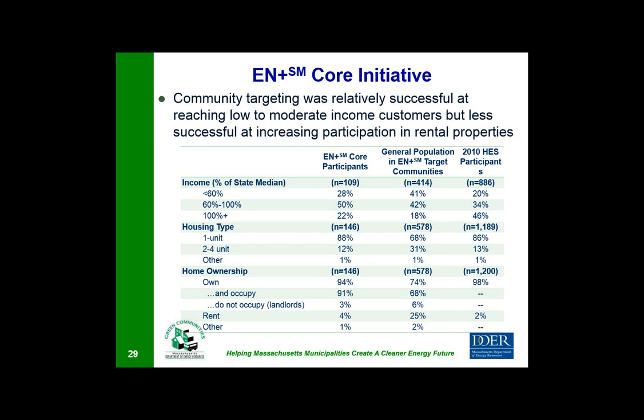Where the program was less successful was at reaching those residents of the 2 to 4 unit households. Here, that split incentive problem really is rather stubborn, and reaching the landlords and getting them to participate when they're not paying for the electric bill is a challenge, and it's one that continues, and this initiative just really wasn't successful at reaching them.